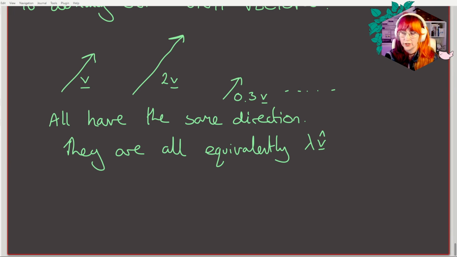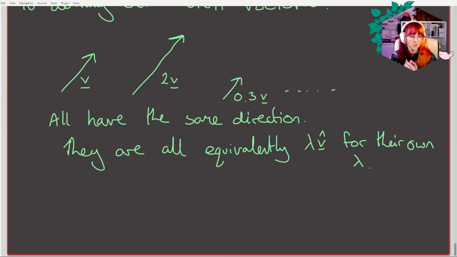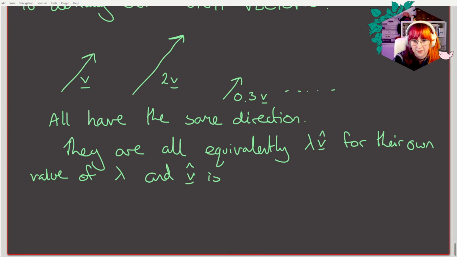Now this is where you'll learn why I do my underlining, and it's because I regularly have to introduce things with hats. Where for each of those there is their own lambda. So each of those has a unique lambda, and what that means is there's a different scalar multiplied in front of it. So for their own value of lambda, and v hat is the unit vector in the direction of v.